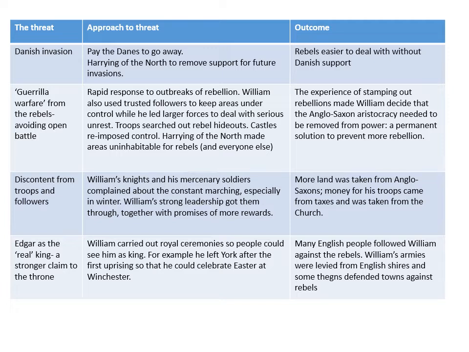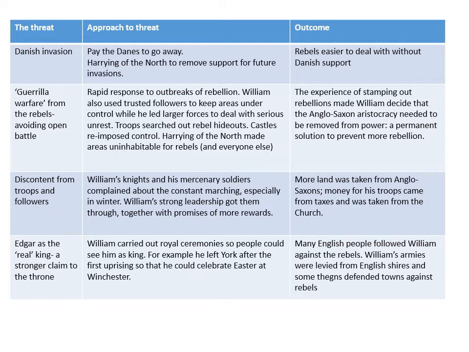In terms of the threat from the guerrilla warfare from rebels who avoided open battle, well, William was involved in rapid responses to outbreaks of rebellion. He also used his trusted followers to keep areas under control, while he led larger forces to deal with serious unrest. Troops searched out rebel hideouts, and castles were used to re-employ control. The harrying of the north also made areas uninhabitable for rebels and for everyone else. The outcome of this was that the experience of stamping out rebellions made William decide that the Anglo-Saxon aristocracy needed to be removed from power, and this was a permanent solution to prevent more rebellion.